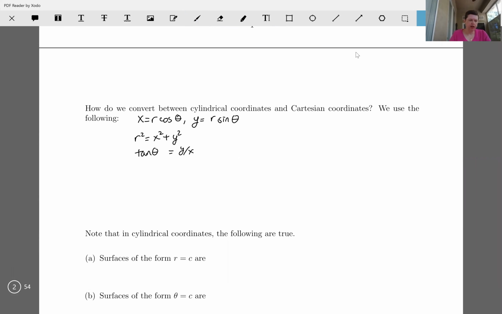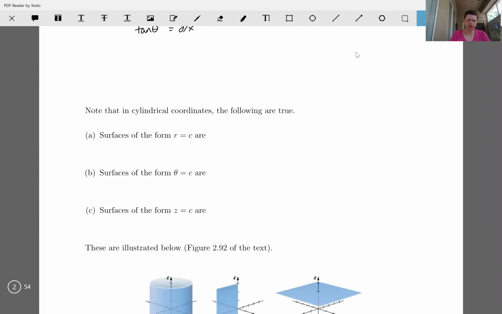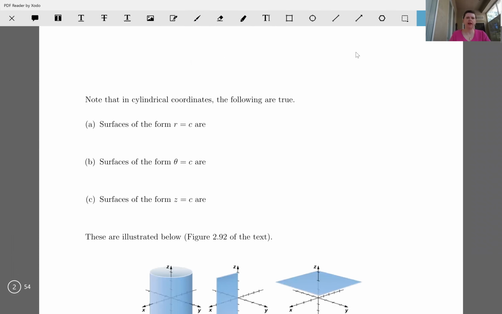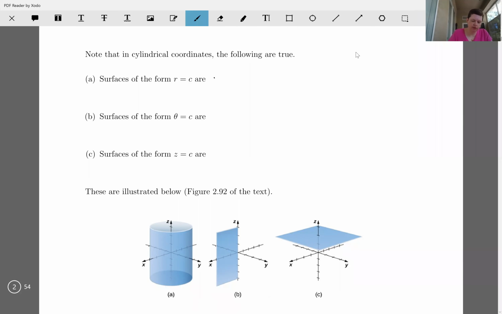So let's look at what happens in terms of curves. In the cylindrical coordinate system, if I have a surface of the form r equals c, well, if I was in polar coordinates, that would be a circle. In cylindrical coordinates, that becomes a cylinder because z is not specified. And so these are vertical cylinders, which means they're oriented vertically. Vertical cylinders of radius c.